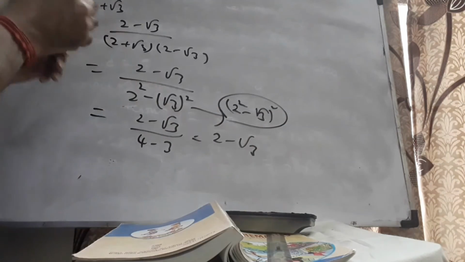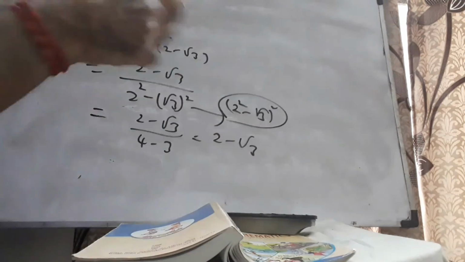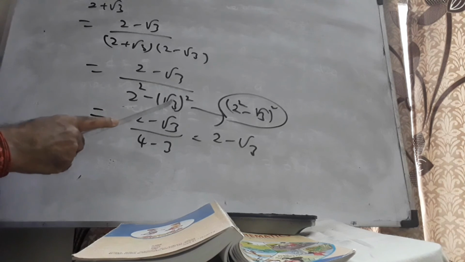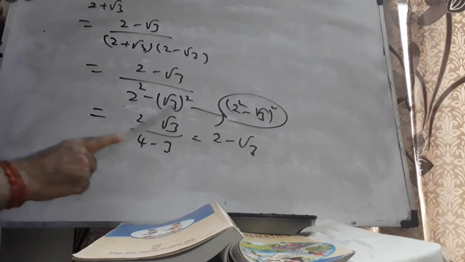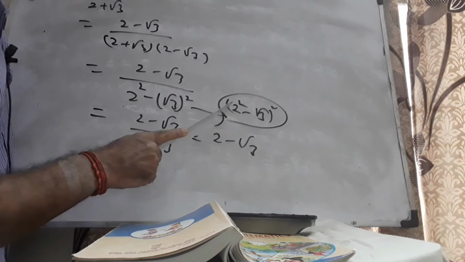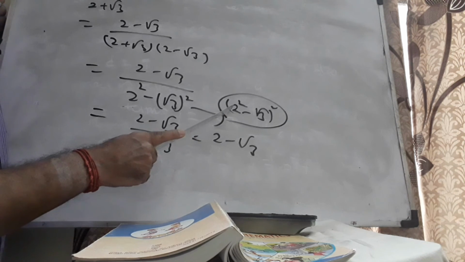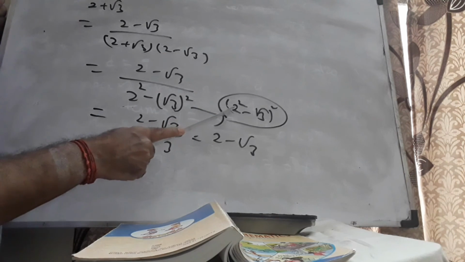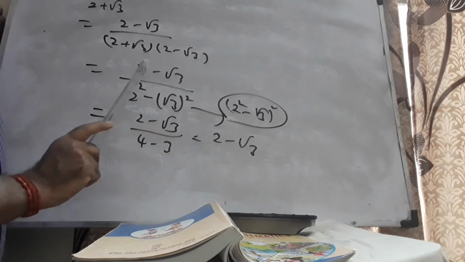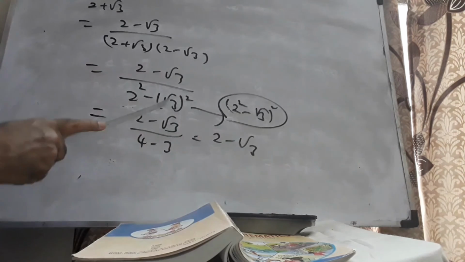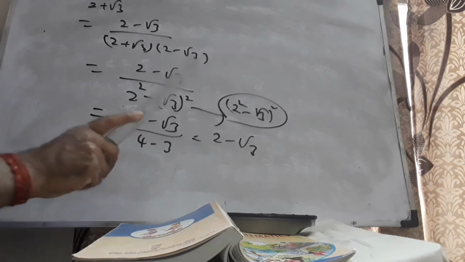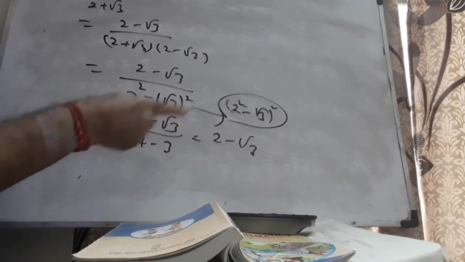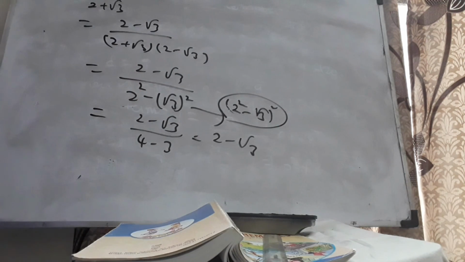I repeat once again. In the simplification of 1 by 2 plus root 3, multiply by 2 minus root 3. Here 2 square minus root 3 the whole square, the bracket has to be here. By mistake, I put the bracket elsewhere, and there is a small correction. The bracket in the wrong place makes the whole quantity wrong. The bracket should be only over here. Anyway, the final answer is correct. Instead of putting the bracket here, I put it elsewhere earlier, in one of the simplifications.